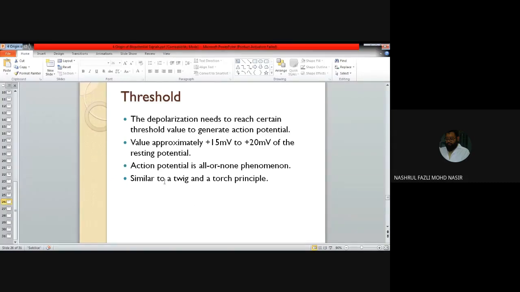Similar to the twig and torch principle. I don't know what that is, so please Google it. I give you homework: your homework is to find what the twig and torch principle is. It's not difficult.